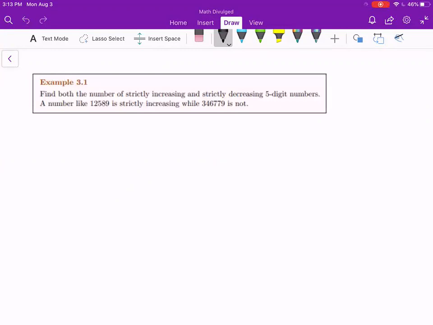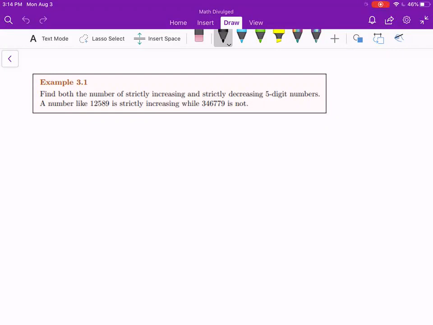This question states that we want to find the number of strictly increasing and strictly decreasing 5-digit numbers. By strictly increasing, I mean that each digit has to be greater than the last. It cannot be equal. Like in the example, 1, 2, 5, 8, 9: 2 is greater than 1, 5 is greater than 2, 8 is greater than 5, and 9 is greater than 8. But in the second example, we have 3, 4, 6, 7, 7, 9.